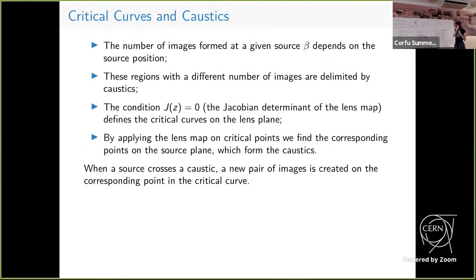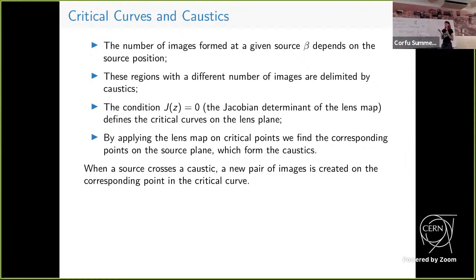Now I'm going to introduce the critical curves and caustics. We know that the number of the images formed at a given source depends on the source position. This region with a different number of images are delimited by caustics. So we take the lens equation and we put the condition J equal to 0, where J is the Jacobian determinant of the lens map.